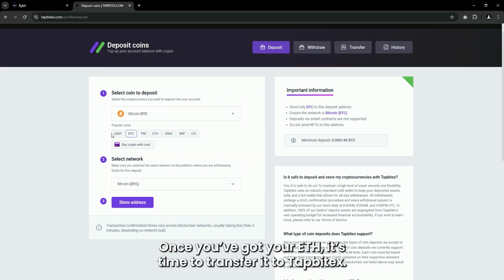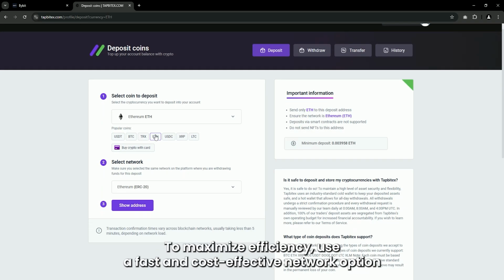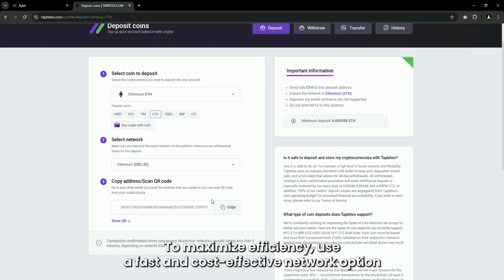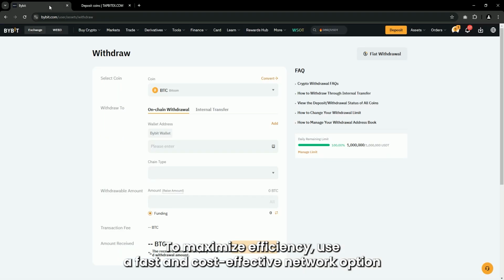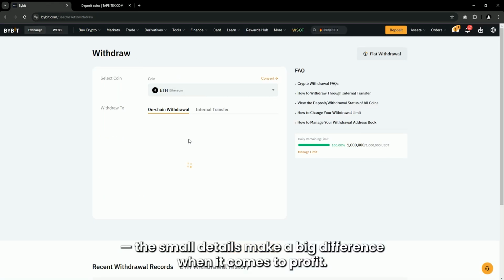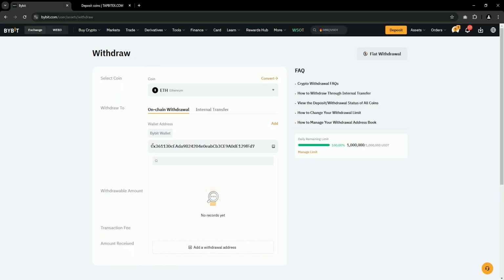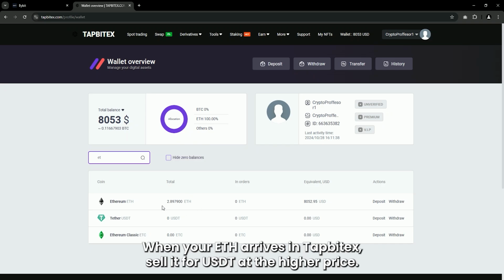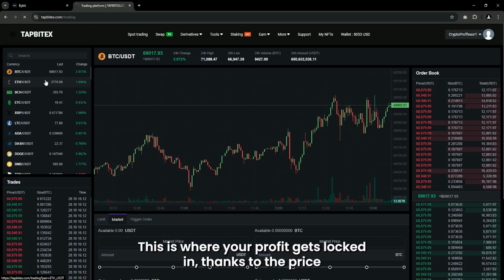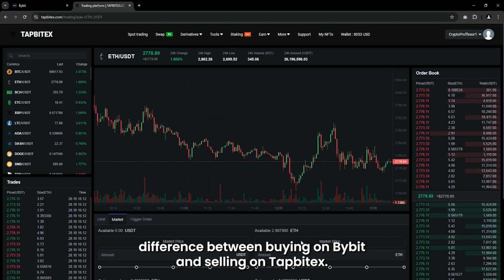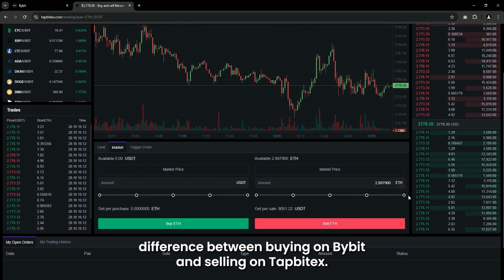Once you've got your ETH, it's time to transfer it to TapTax. To maximize efficiency, use a fast and cost-effective network option. The small details make a big difference when it comes to profit. When your ETH arrives in TapTax, sell it for USDT at the higher price. This is where your profit gets locked in, thanks to the price difference between buying on Bybit and selling on TapTax.